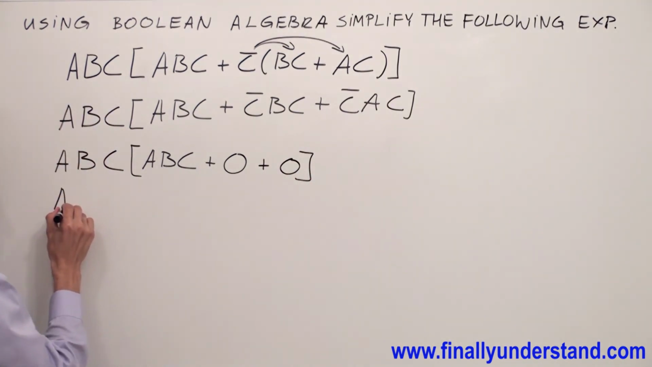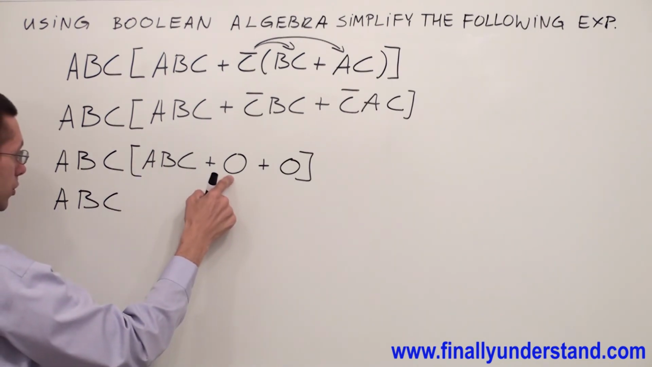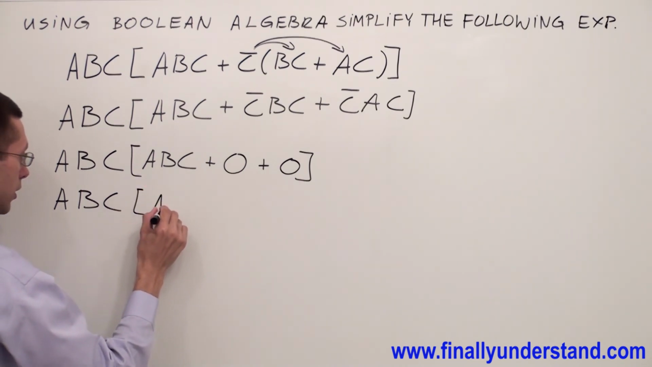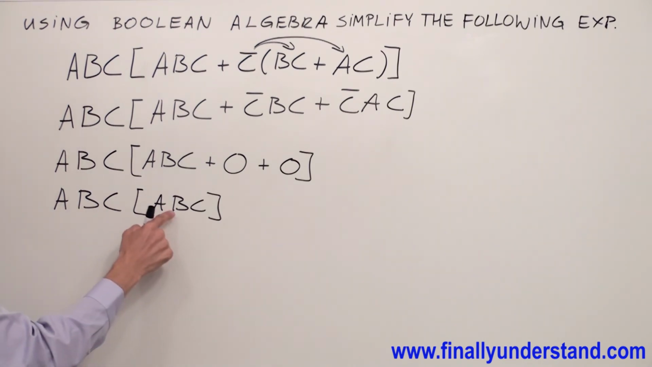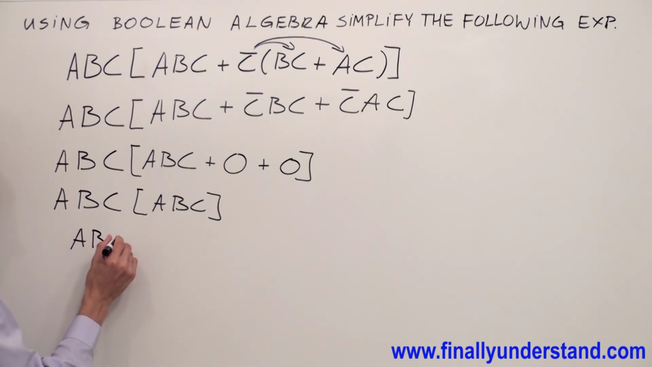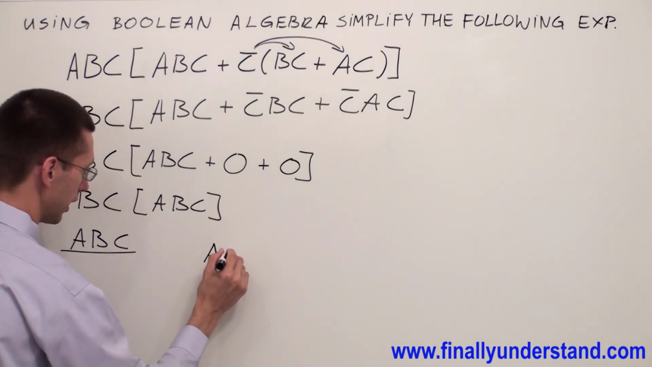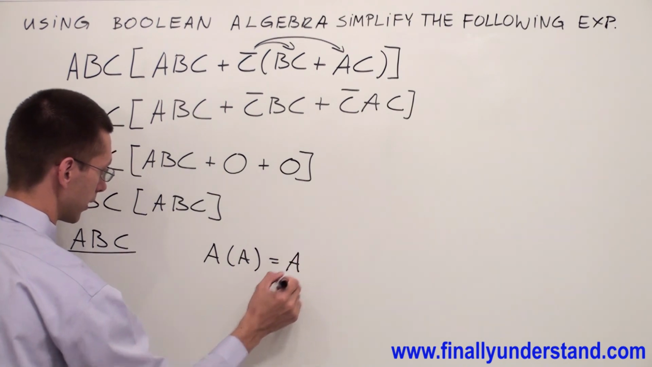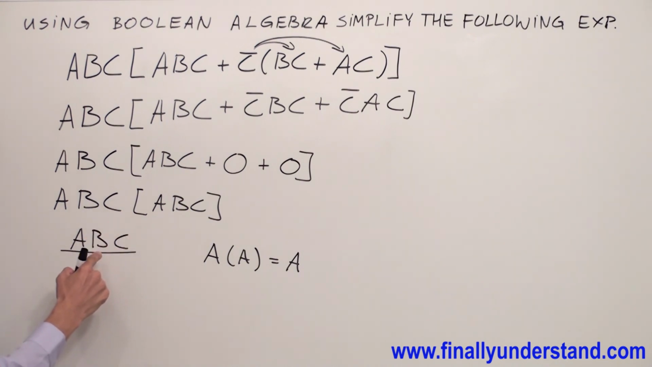So I got A, B, C. A, B, C or 0 is always equal A, B, C. So I have simply A, B, C, and A, B, C and A, B, C is always equal A, B, C. Why? Because A and A is always equal A. The same terms ended together will give me always the same term.